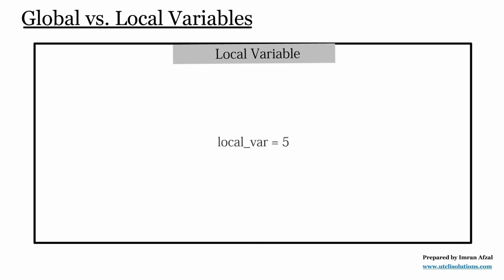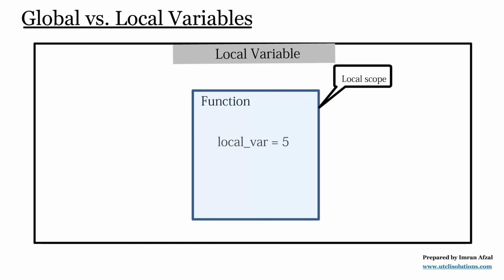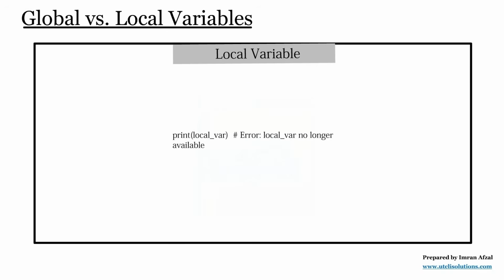It is a variable that is defined inside a function or a block of code. Don't worry, we'll learn about functions in detail in the upcoming lectures. So, local variables are temporary and can only be accessed within that specific function or block. Once the function finishes running, the local variable is deleted and its value is no longer available or used.